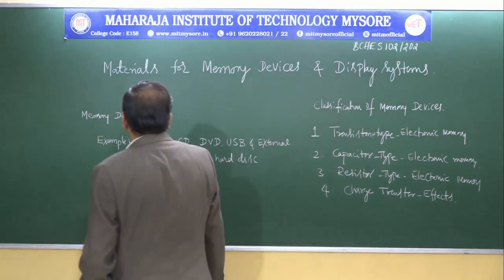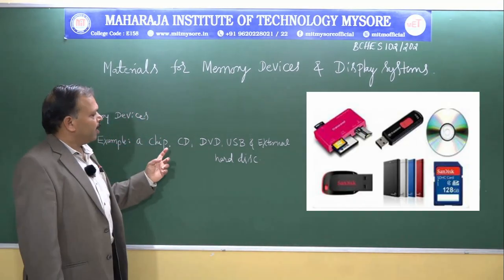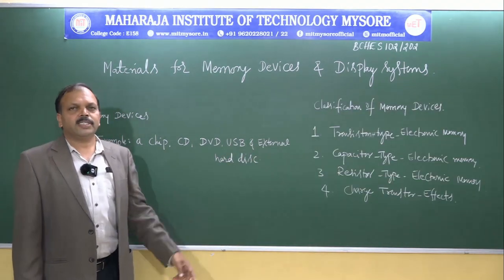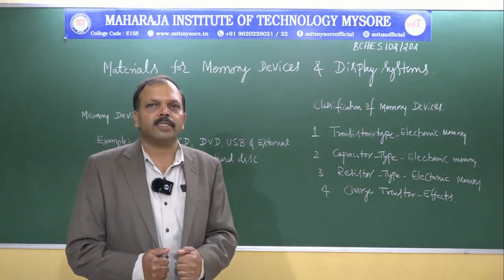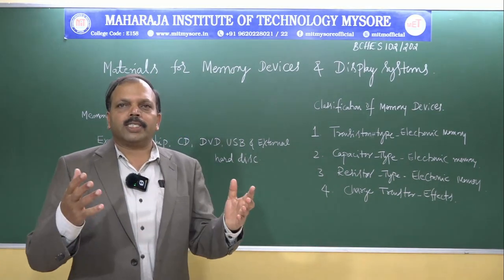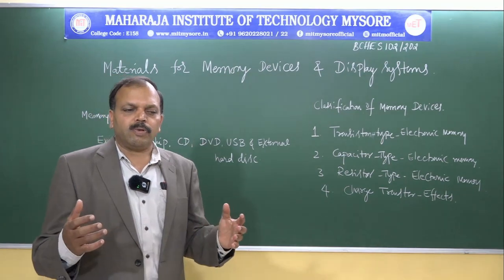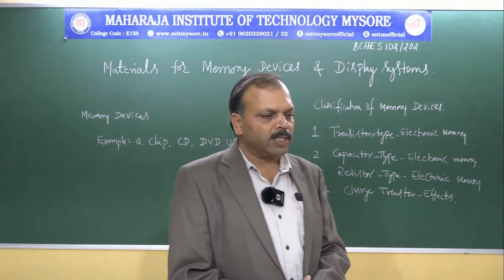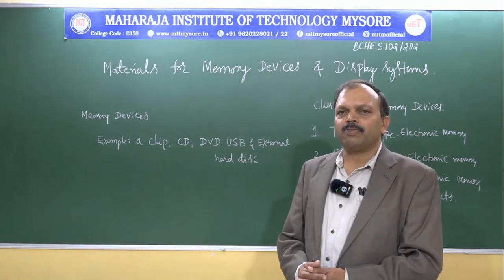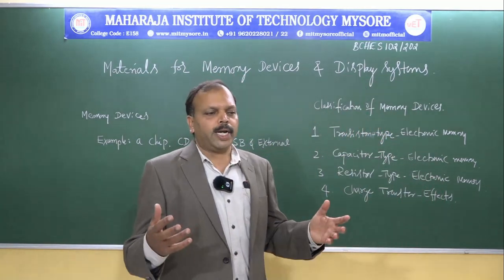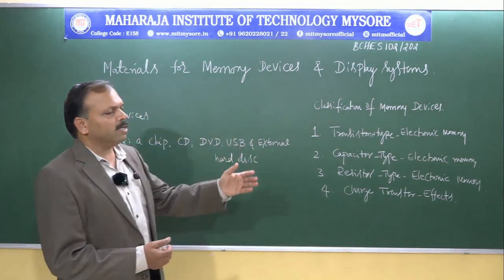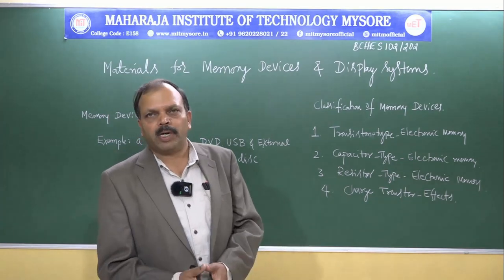To start with, examples are a computer chip, a CD, a DVD, a USB or external hard disk, what we call a pocket hard disk, even for our desktop or laptop. So they are all considered as memory devices. We can define a memory device as a piece of hardware made up of semiconducting materials used to store data. So CDs, DVDs, and USBs all become examples of memory devices.